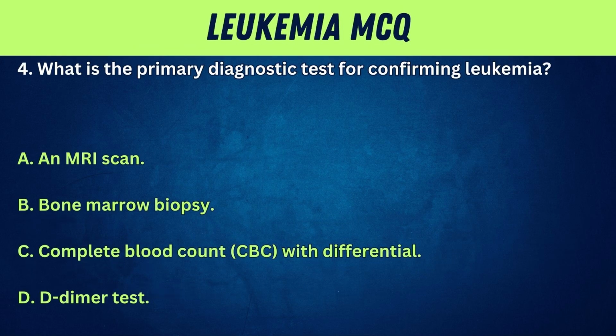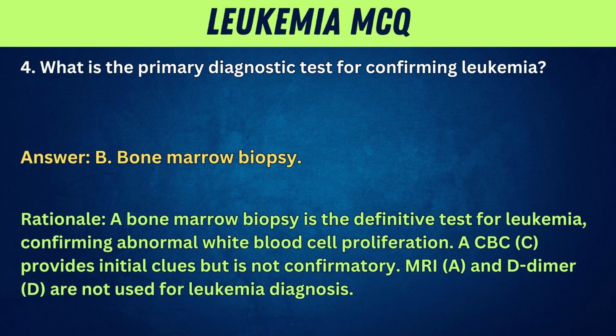4. What is the primary diagnostic test for confirming leukemia? A. An MRI scan. B. Bone marrow biopsy. C. Complete blood count, CBC, with differential. D. D-dimer test. Answer: B.